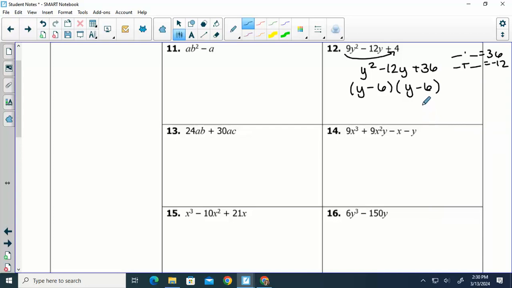And then we divide by 9. Now 6 over 9, what does that reduce to? 2 thirds. So you slide the 3 back in front. So 3y minus 2 times 3y minus 2. So make sure in your slip and slide you are reducing those fractions.